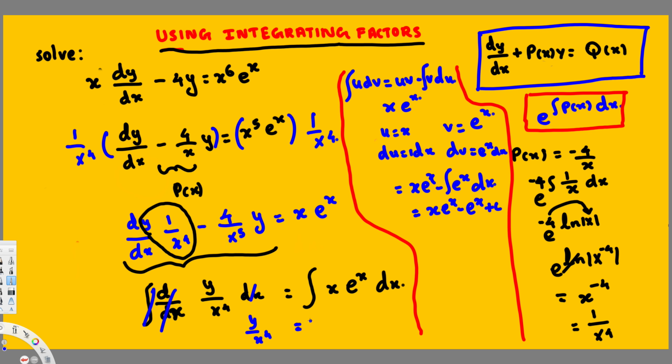Now we can go ahead and plug this one right here. So this is going to be x times e^x minus e^x plus a constant. Now after that, we have almost done this part. Now to write the final answer, we have to write this in terms of y. So we have to move this x^4 to the other side, and we are going to have y is equal to x^5 e^x minus x^4 e^x plus c x^4.